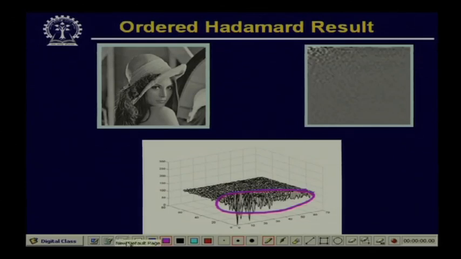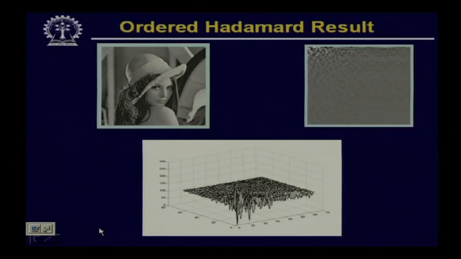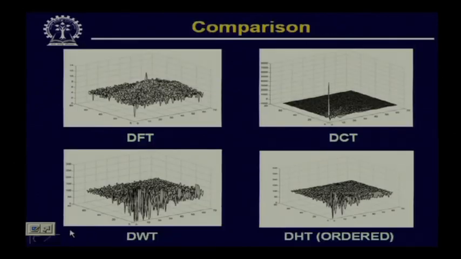Now, this slide shows the comparison of the transformation coefficients of these different transformations. The first one shows the coefficient matrix for the discrete Fourier transformation. The second one shows the coefficient matrix for the discrete cosine transformation. Third one is for discrete Walsh transformation, and fourth one is for discrete Hadamard transformation. It is ordered Hadamard transformation.